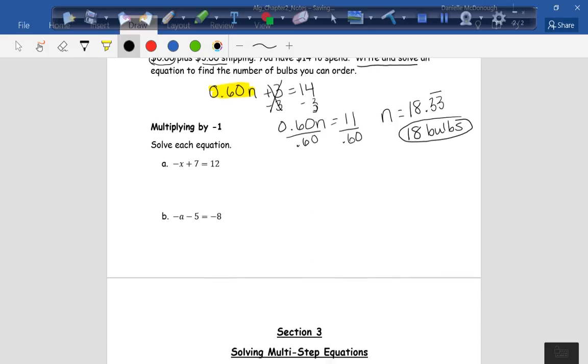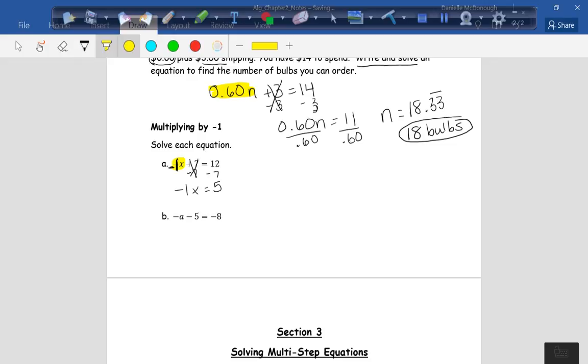Here's an example where we have this negative sign out in front of our variable. And the one big thing that we have to remember is that if there's no number out in front, it means that there's a 1 there. So it's really saying negative 1x plus 7 equals 12. And so we want to get this term by itself, so what we're going to do first is subtract 7 on both sides. So now I have negative 1x is equal to 5.